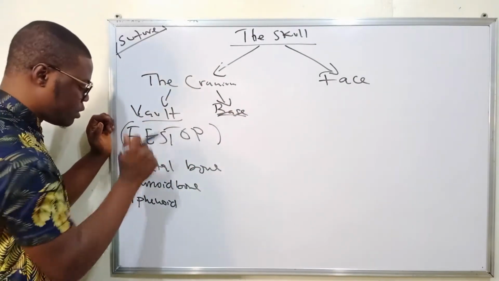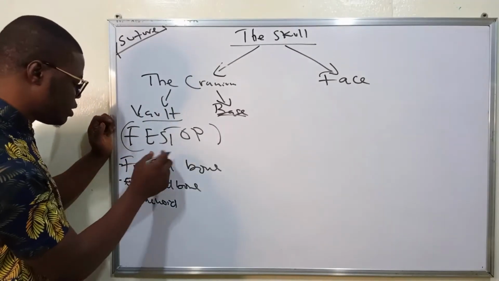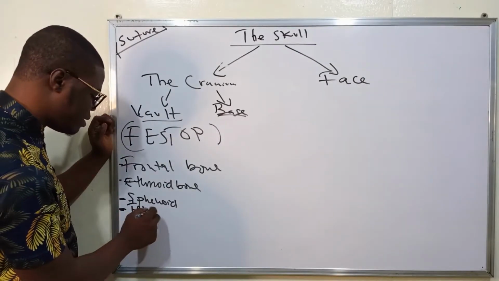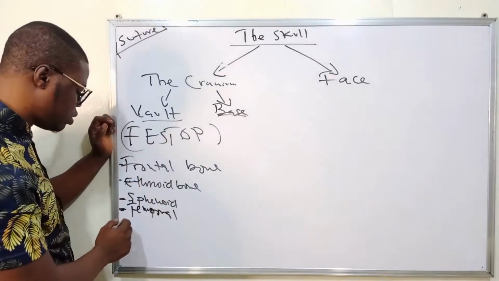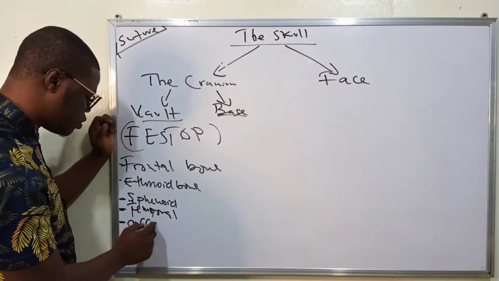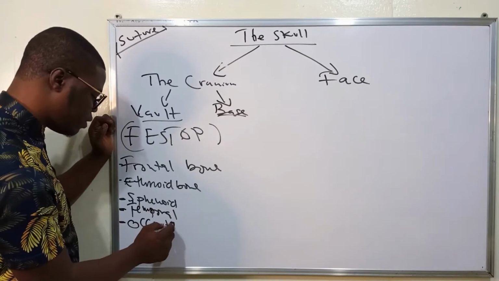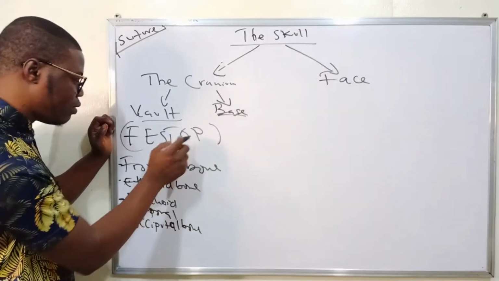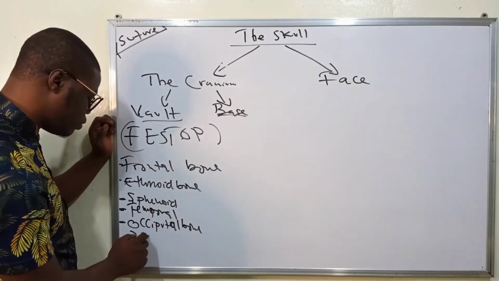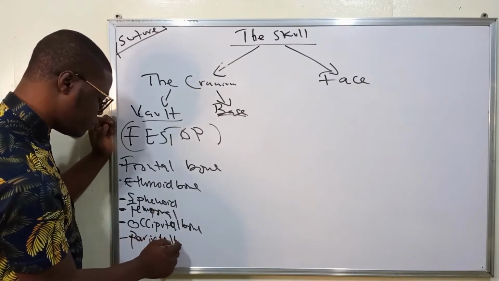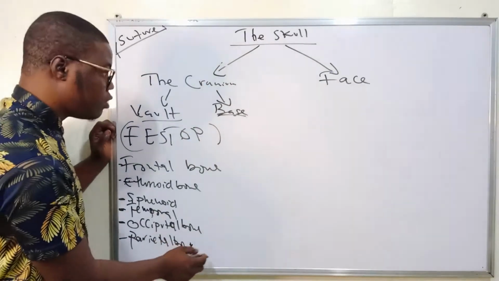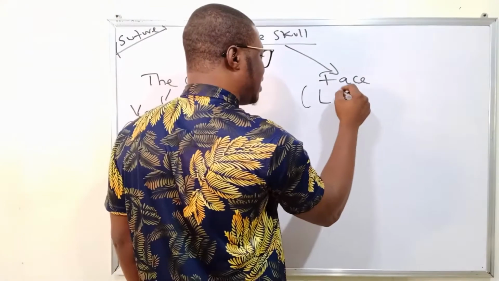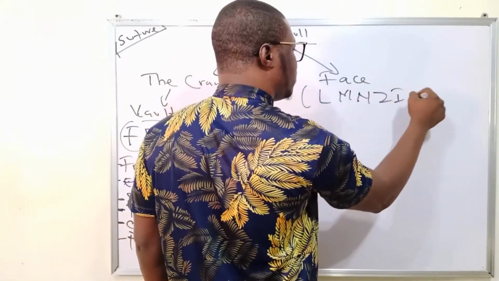After the S you have the T, that is temporal, located by the side. After that you have the O, that is the occipital bone. And after that we have the P, and that is the parietal bone. Parietal bone. Now, for the face, we said the acronym is L, M, M, N, Z, I, P, V.